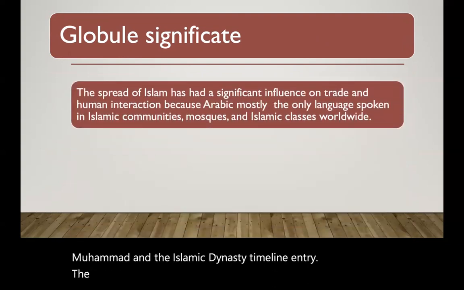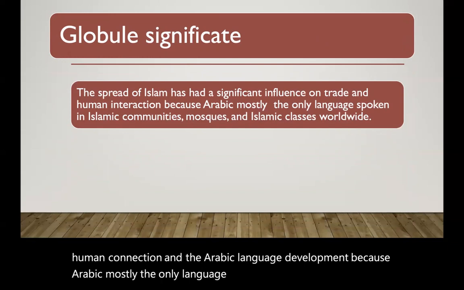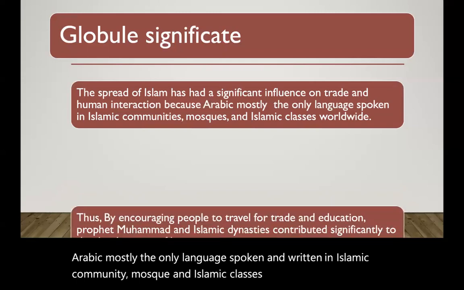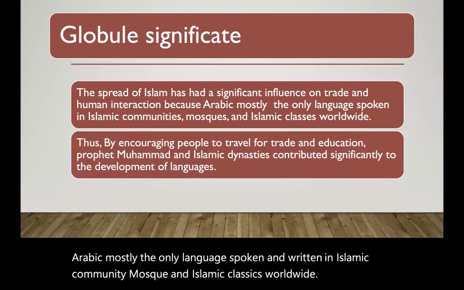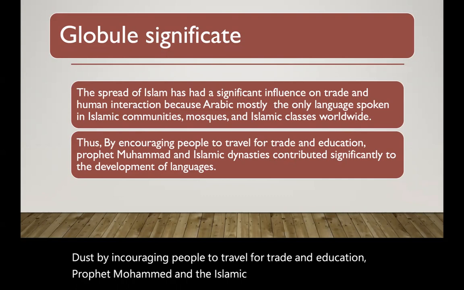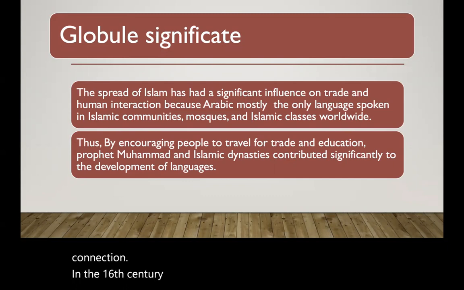And finally, we're going to look at the significance of the Prophet Muhammad and the Islamic dynasty timeline entry. The spread of Islam has had a significant influence on trade, the human connection, and Arabic language development because Arabic is mostly the only language spoken and written in Islamic communities, mosques, and Islamic classics worldwide. Thus, by encouraging people to travel for trade and education, Prophet Muhammad and the Islamic dynasty contributed significantly to the development of language and the human connection from the 16th century to the first half of the 13th century.